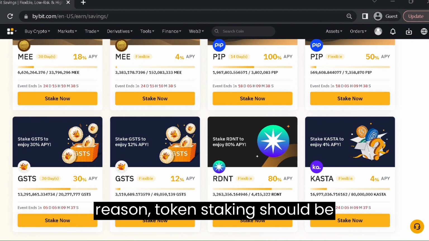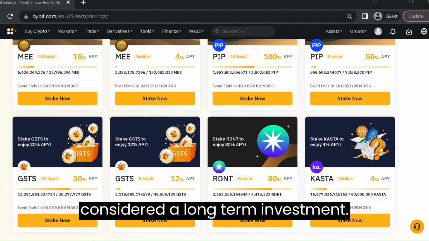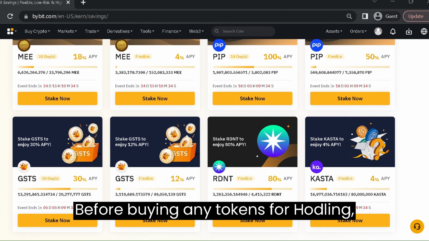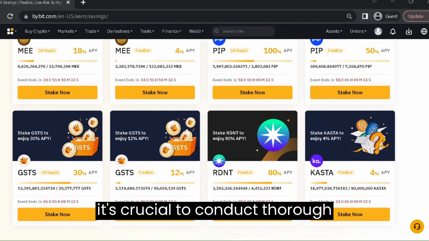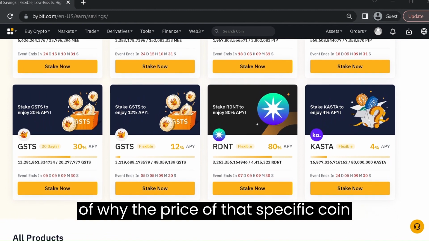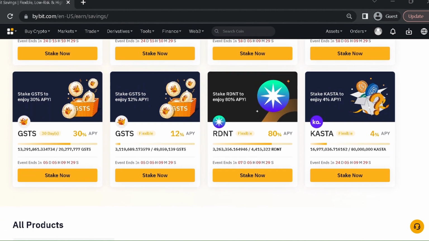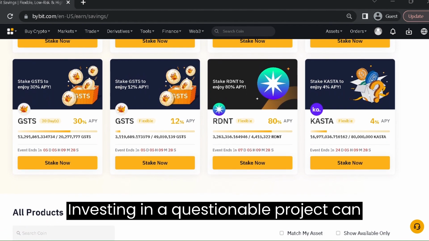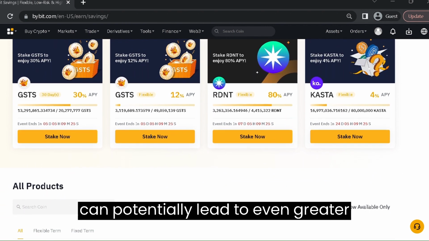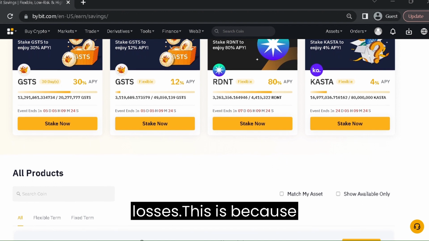For this reason, token staking should be considered a long-term investment. Before buying any tokens for hodling, it's crucial to conduct thorough research and have a clear understanding of why the price of that specific coin will grow. Investing in a questionable project can lead to losses, and staking those coins can potentially lead to even greater losses.